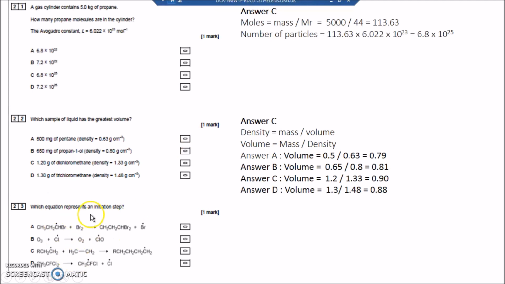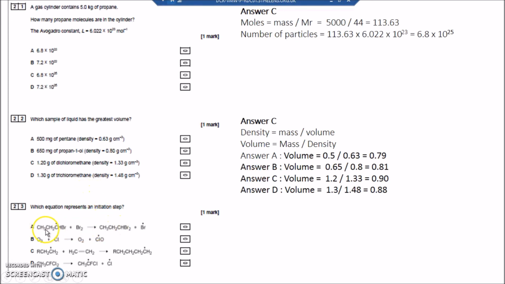Which equation represents the initiation step? So I've got free radical reactions. Now this looks quite complicated, but it's really not. An initiation step is where something like chlorine, Cl2, with UV light forms two chlorine radicals. So you've got a molecule with two atoms joined together, and the bond breaks, and one electron goes one way and one electron goes the other way. The way that you show that pair of electrons has become unpaired is a dot. So you're going to end up with two species with a dot.